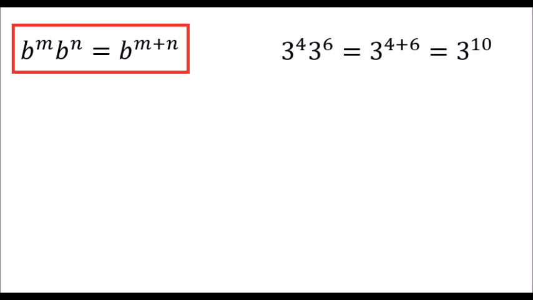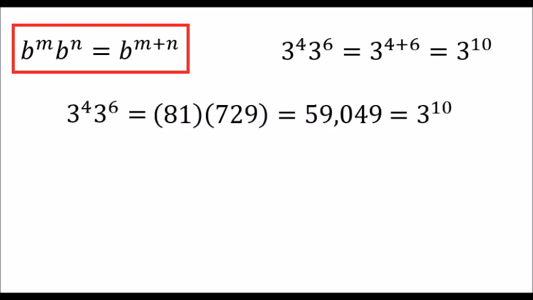Starting with the first rule, I have arbitrarily chosen 3 as the base in order to demonstrate this concept. So 3 to the fourth multiplied by 3 to the sixth is equal to 3 to the 10th power. That is because 4 plus 6 equals 10. We simply add the exponents in this case. Numerically, that can be easily verified in this particular case.